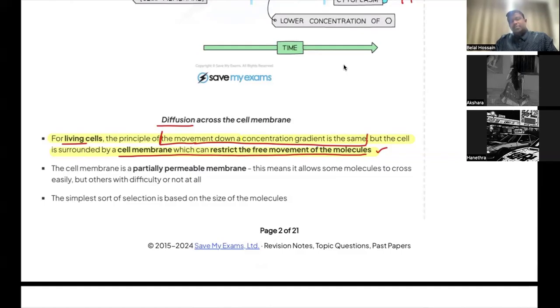Akshara, can you keep the speaker on? Yes. Keep yourself unmuted at all times, Akshara. Okay. All right.